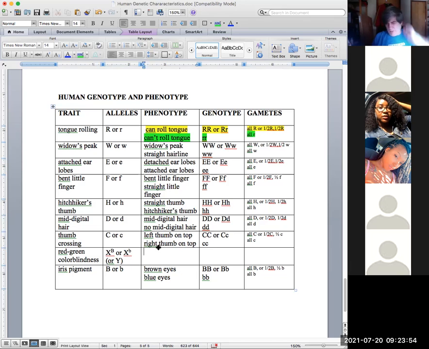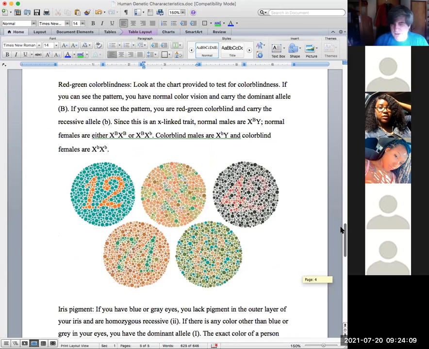So for this one, we're going to have to expand our chart a little bit. There's really 4 different types of genotypes or phenotypes. Now, how can we tell your phenotype? This is part of a test on color blindness. If you look at these circles, what you see are little dots colored in different shades of red, orange, pink, green.